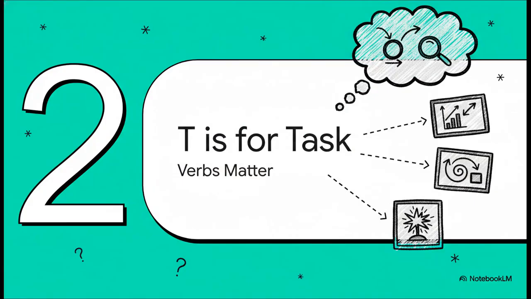Next up, T is for task. And let me tell you, the specific verb you choose here is one of the most critical parts of your entire prompt. Words like analyze, summarize, generate, they are not interchangeable. Analyze tells it to think critically. Summarize tells it to condense. Generate tells it to create something new. Your verb choice really, really matters.